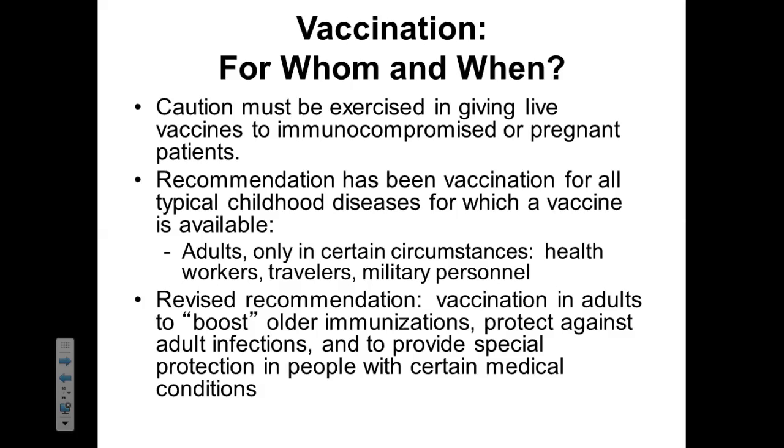So, who should get vaccinated and when? There should be a lot of caution exercised when we give vaccines to immunocompromised and pregnant patients. The recommendation currently is that vaccines should be given for all typical childhood diseases as soon as the vaccine is available and at the right time frames. Only in very specific circumstances should an adult receive a vaccine.